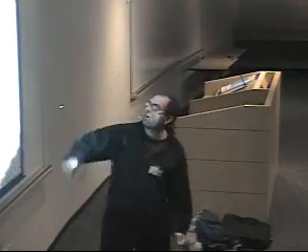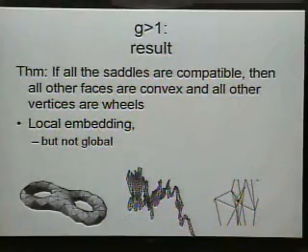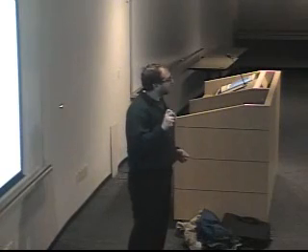If all the saddles are compatible, then all the other faces will be convex, and all of the vertices are wheels. Okay, so it's this idea: we've isolated the badness in a couple of guys, and that's going to argue that everywhere else will be locally good. Okay, that's why we're doing this.